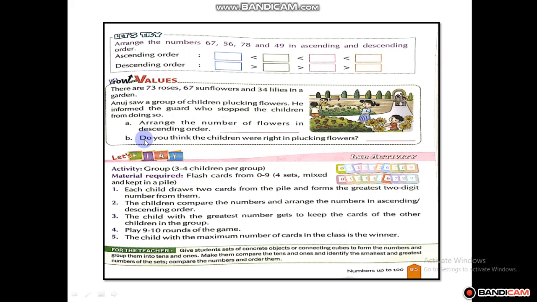Now the question is, do you think the children were right in plucking flowers? They were doing the right thing? No, I don't think so. Flowers are the gift of nature and look more beautiful when they are on the plant.